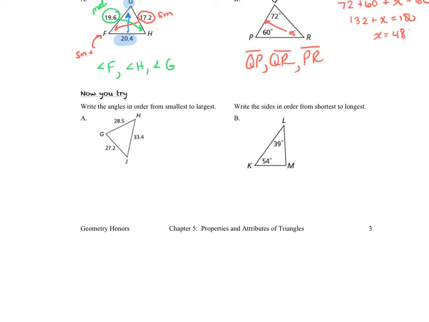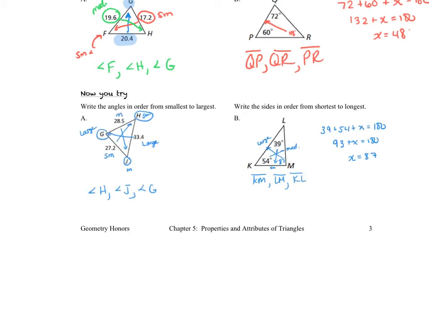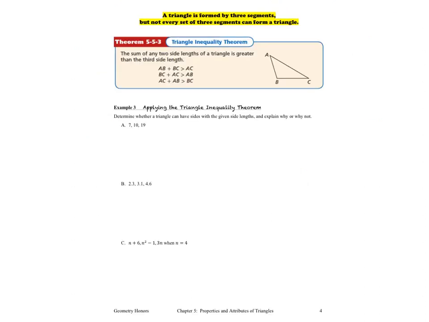So go ahead and try example A and B here. I'll pause the video so you can get your answer. So angle H, angle J, angle G, for example A, and for example B, it's side KM, LM, and KL.